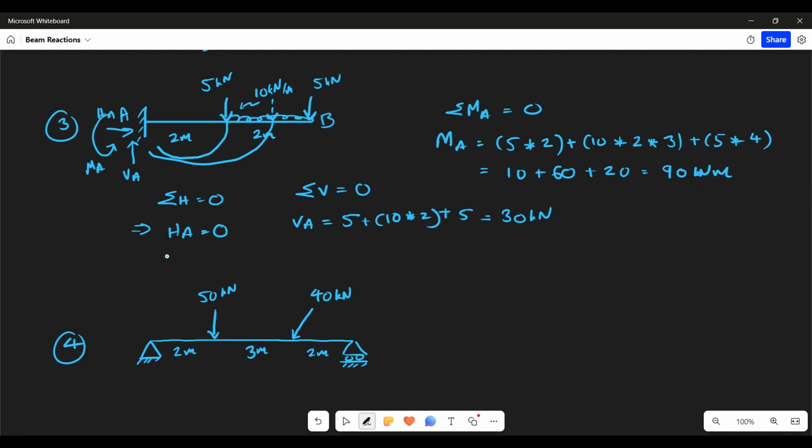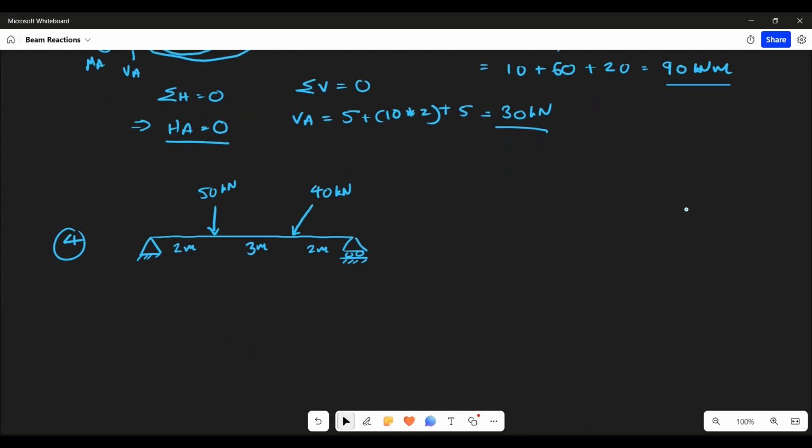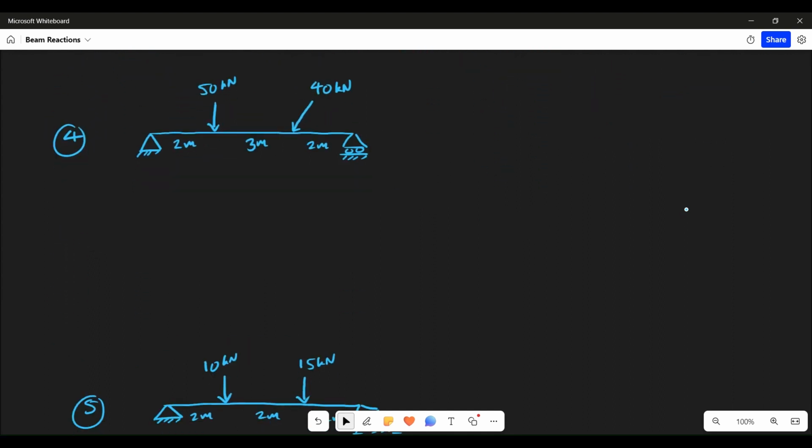So this is your first reaction, that is HA is equal to 0. Second reaction, that is VA is equal to 30 kilonewton. And third reaction is MA, that is 90 kilonewton into meter. So this is how you solve cantilever beams and find reactions for the same. Let's move on to the next example, example number 4.